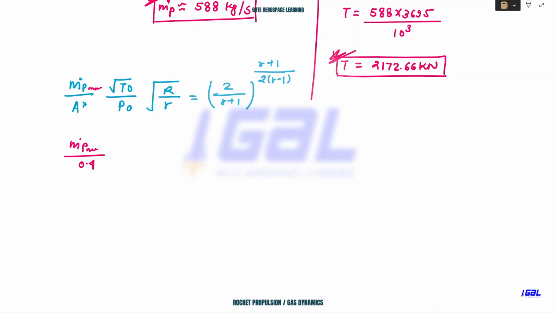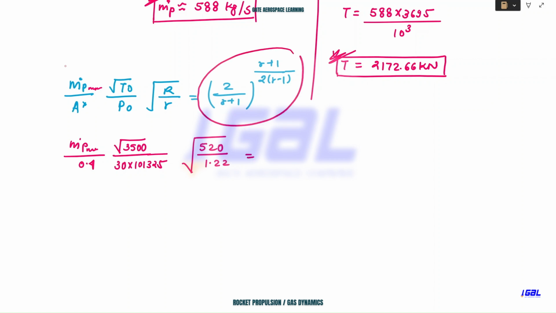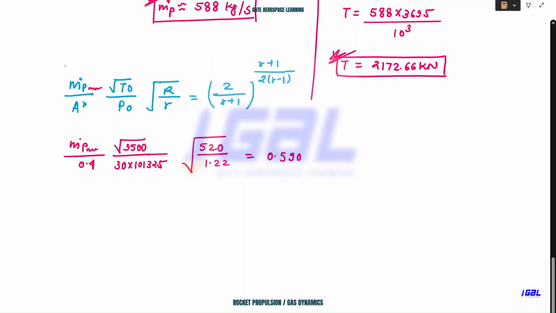Then T naught is also in SI unit, and that is 3500. What is p naught? This is 30 into 101,325, atm to pascal. We need to multiply with this value to convert into pascal. And why pascal? Because every value must be in SI unit. And R value is 520, gamma is 1.22, and you solve this right hand side, which is constant, and I got this as 0.5906. Please cross check this value and verify whether you are getting this or not. You must be getting this.